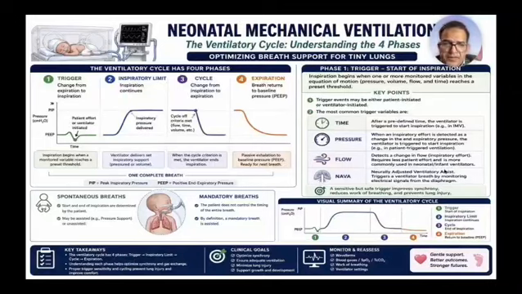And to wrap up, just remember it started with a trigger, and then the inspiration limit, then the cycle at the end of the inspiration, then the expiration starts. This is very simple. The variables are time, pressure, and flow, and if you are on NAVA ventilation, it is sensing the diaphragmatic movement.